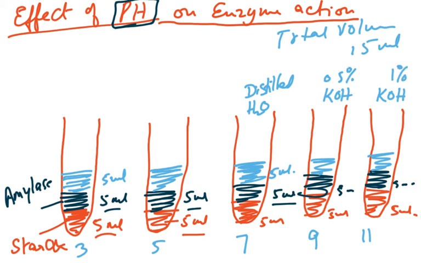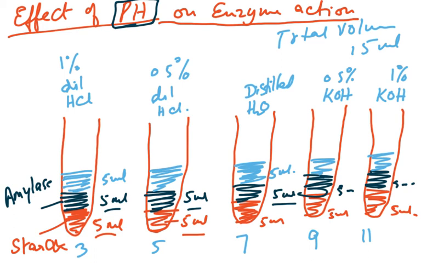Now here we're going to add HCl, dilute HCl. Here also we're going to have dilute HCl. Now this one, to keep the pH at 3, will probably be a 1% dilute HCl and this will be a 0.5%, because 3 is highly acidic. So it has to have more HCl in it.